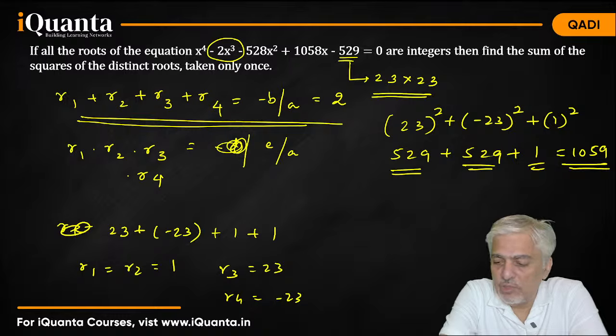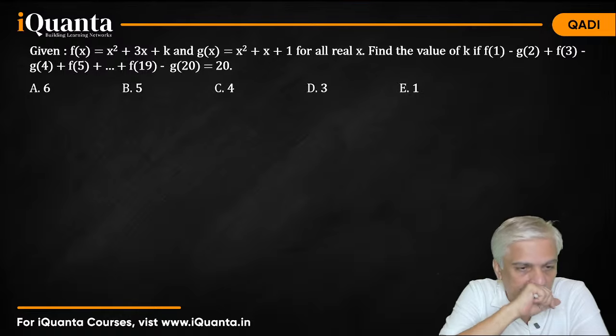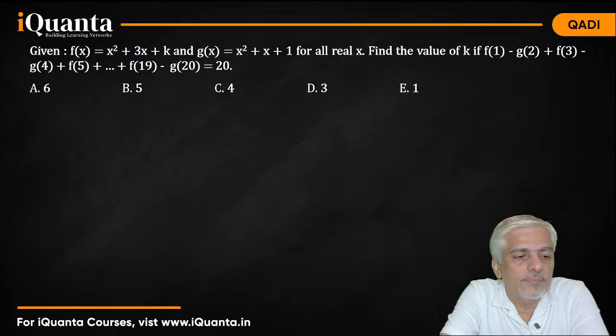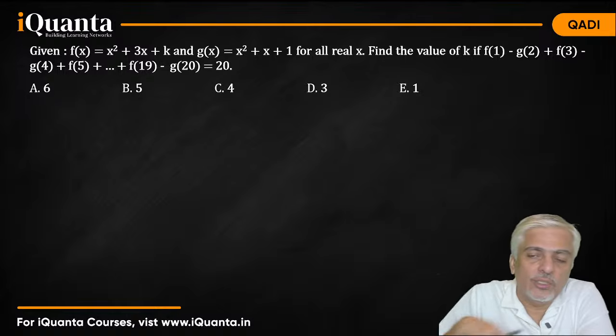No, they have not asked for that. They have asked for a square plus b square plus c square. Wrong. You can't do a plus b plus c the whole square. Yes, maybe you will need binomial expansion to understand the term and all those questions.